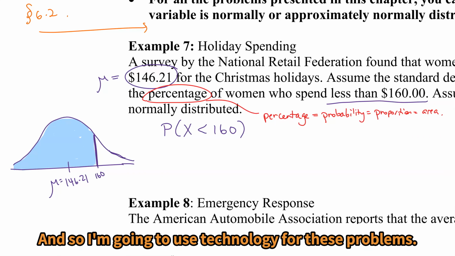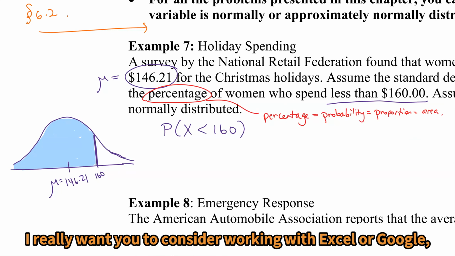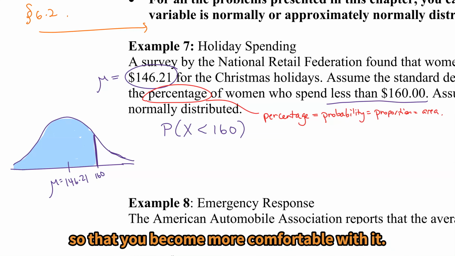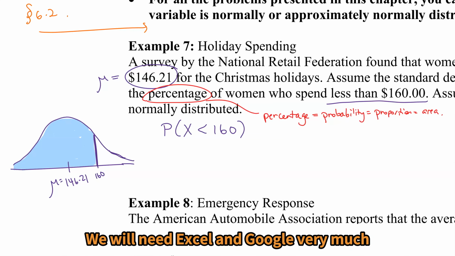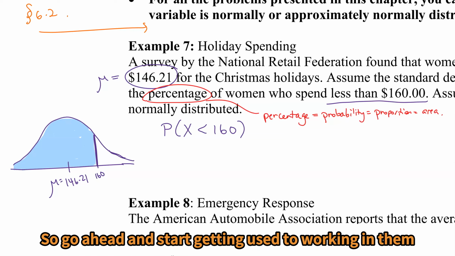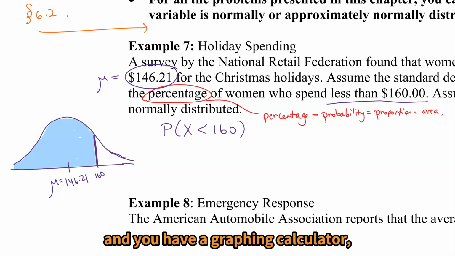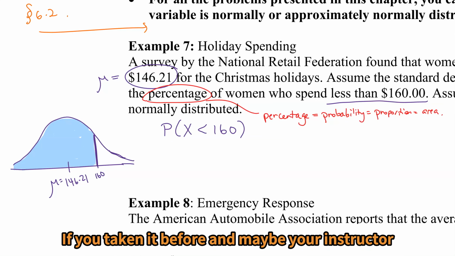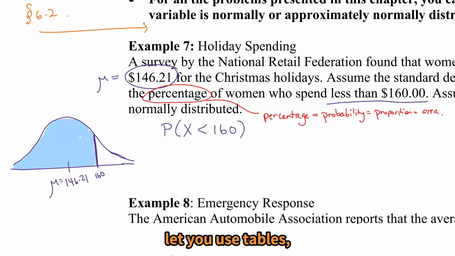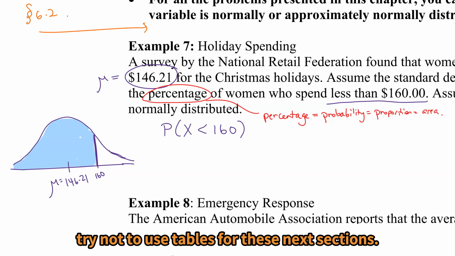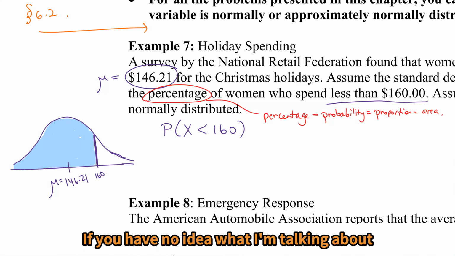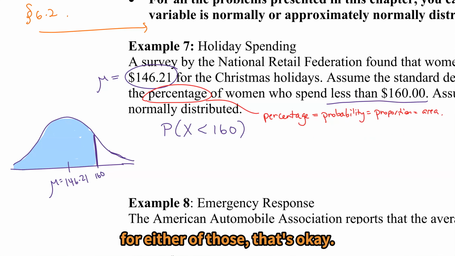And so I'm going to use technology for these problems. I really want you to consider working with Excel or Google so that you become more comfortable with it. We will need Excel and Google very much in upcoming chapters, so go ahead and start getting used to working in them now. If you've taken a statistics class previously and you have a graphing calculator, don't pull that graphing calculator out. If you've taken it before and maybe your instructor let you use tables, try not to use tables for these next sections. If you have no idea what I'm talking about for either of those, that's okay.